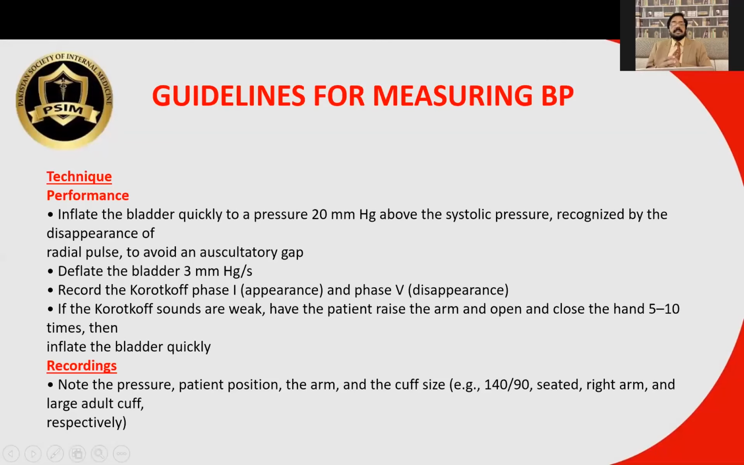silent gap. Deflate the bladder at 3 millimeters of mercury per second. 3 is average, otherwise 2 to 3 is okay. If you deflate quickly, the chances are that there will be a lower recording of the blood pressure. Record the Korotkoff phase 1 appearance and phase 5 disappearance. If the Korotkoff sounds are weak, have the patient raise the arm and open and close the hand 5 to 10 times. Have them do the clenching, ask them to raise the arm and open and close 5 to 10 times. The chances are that you might be able to listen with more clarity, and then inflate the bladder.